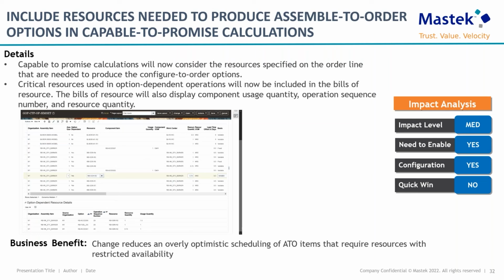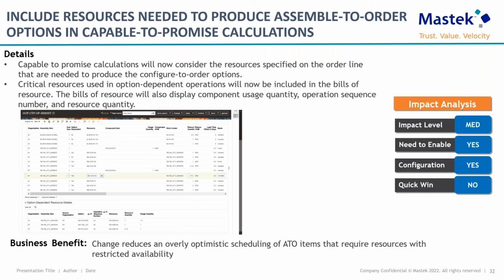Next, include resources needed to produce assemble to order options in capable to promise calculations. Now, update 22A introduced capable to promise calculation based on a bill of resources. This calculation included resources for only mandatory components of assemble to order items. With this update, the availability checking and scheduling for the configured items will also consider the resources specified on the order line that are needed to produce the configure to order options. Additionally, Oracle Global Order Promising will consider resource availability specific to the option items selected on the order, which represents the configured item of the ATO model.